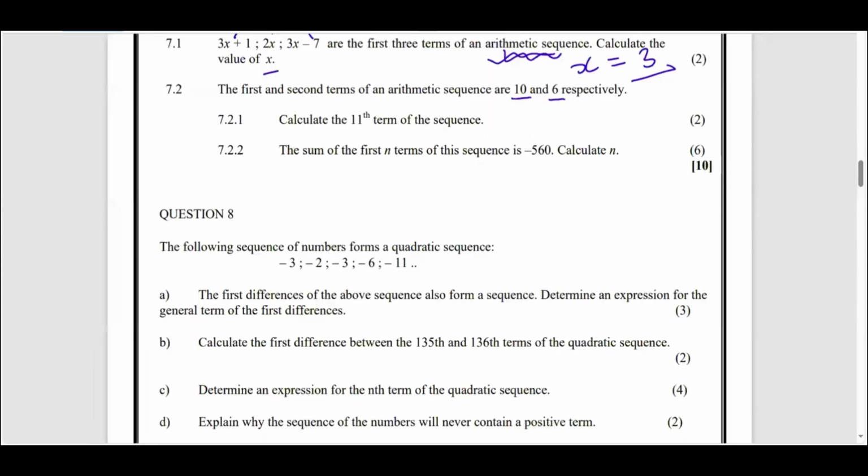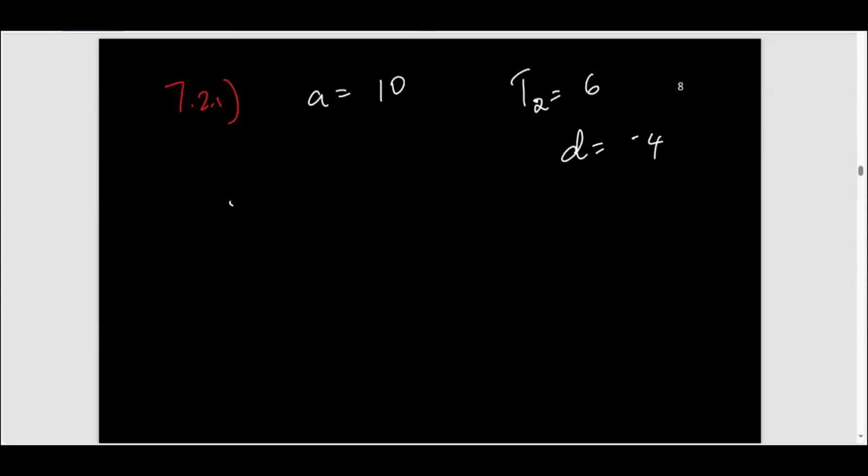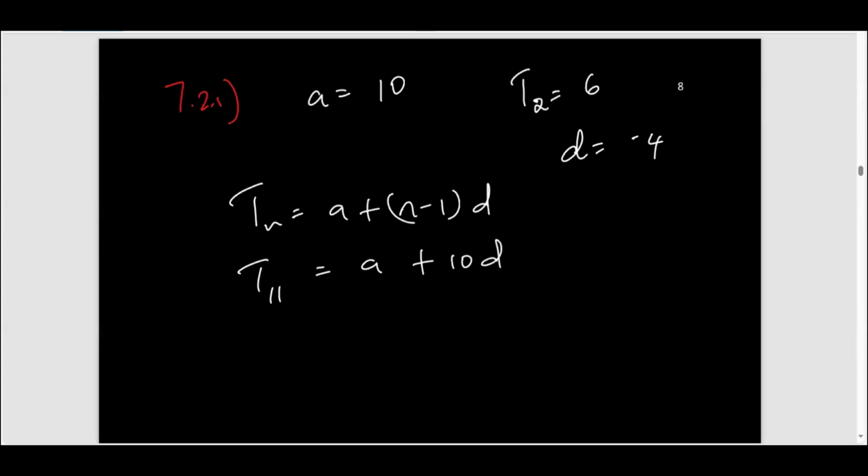So for us to get T11, just substitute into the nth term, which is A plus n minus 1 into D. So to get T11, it's just going to be A plus 10D. Our A is 10, that's 10 multiplied by negative 4. Punch that into your calculator, which becomes negative 30. So that is the 11th term.